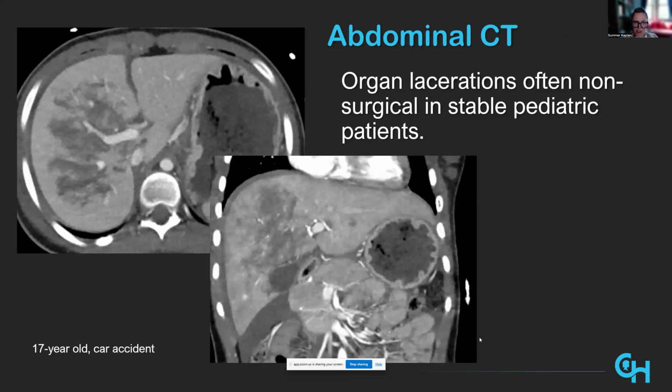And this is an example of a kid who did have a higher grade injury, a higher level injury severity, and went on to abdominal CT. So we see a large laceration in the liver involving almost the entire right lobe of the liver, as well as some hemorrhage in the peritoneum.